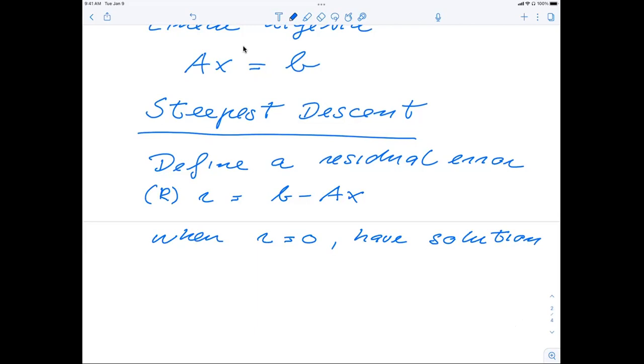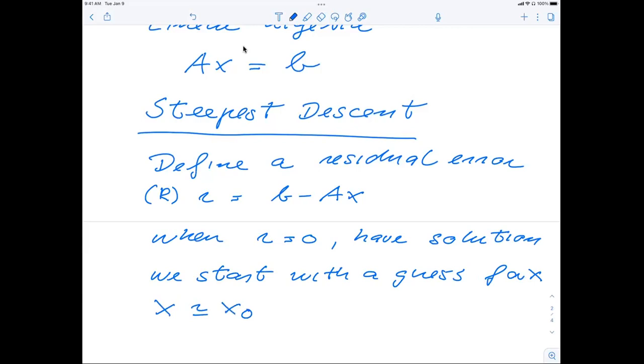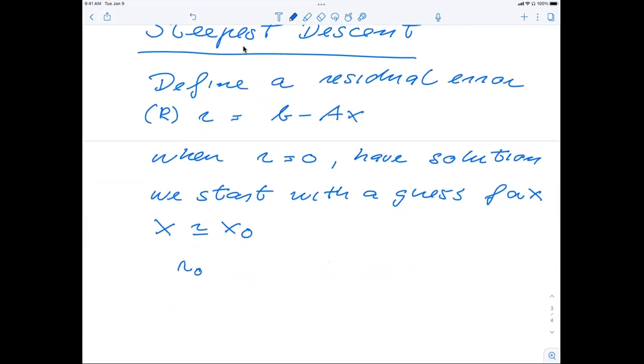Okay, so the typical way is to start with a guess, a guess for x0. So we replace x with an x0, and that defines the residual r0, which is equal to b minus A times x0. And you will notice on many occasions that x0 can even be approximated with just 0. So you could even set x0 equal to 0.